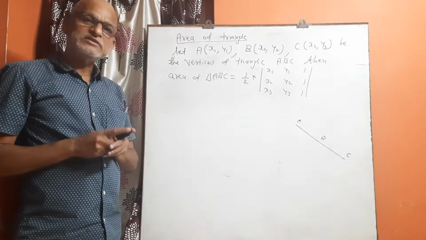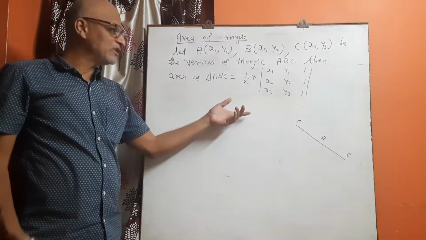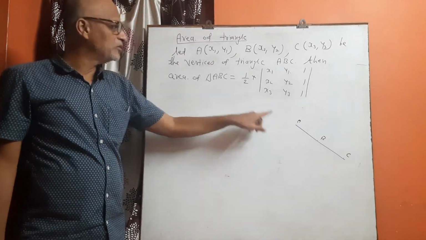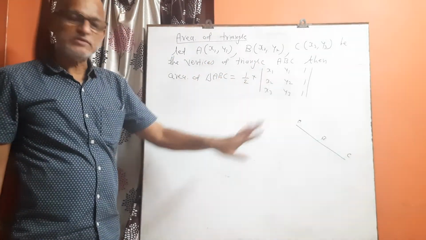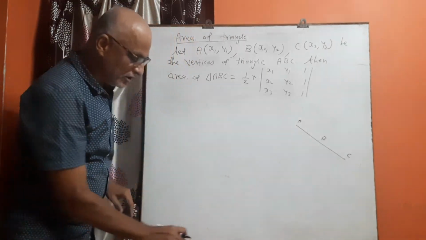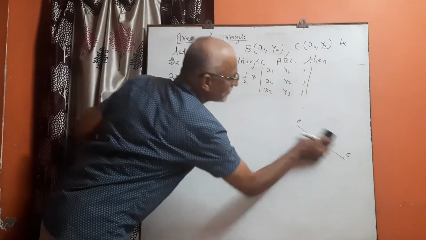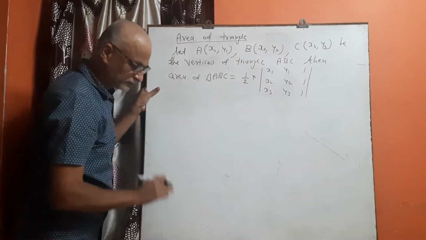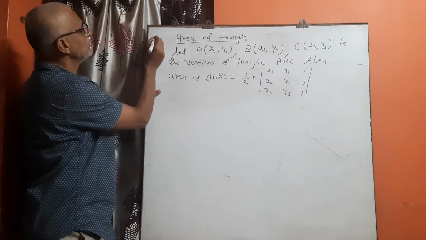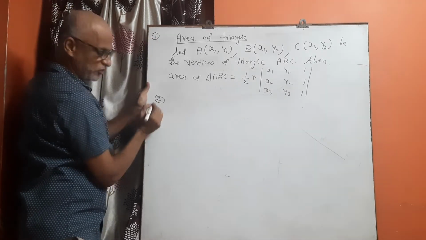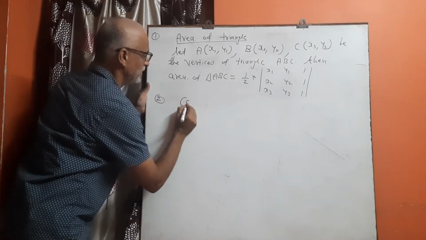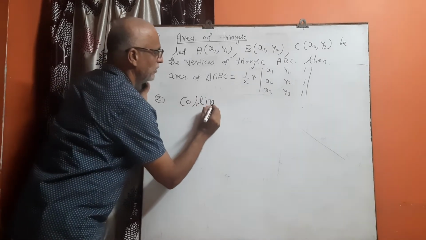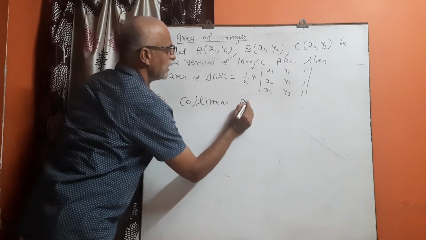So in that case, if there is a question like that, prove that the points are collinear, then you have to show that the area of triangle is equal to 0. Or in short, you may write here: I say this is the first point and this is the second point, that is collinear points.